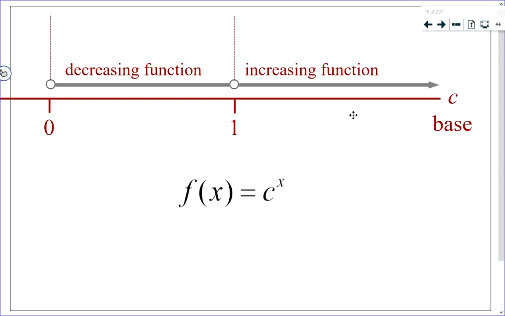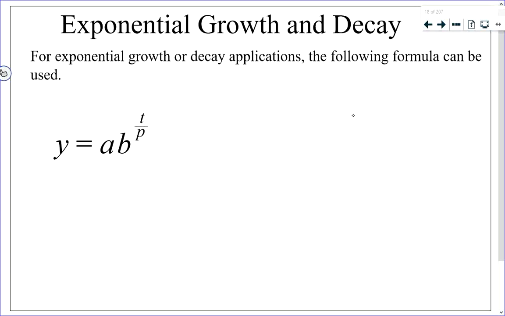So this is the graphic that I've given you in your handouts, not in the straight poop handout, but in your unit handout. It's a good way to visualize that the base can be any number between 0 and 1, or it can be any number bigger than 1, but it can't be negative, and it can't be 0, and it can't be 1. If it's between 0 and 1, it's a decreasing function, and if it's bigger than 1, the function is increasing. Exponential growth and decay.